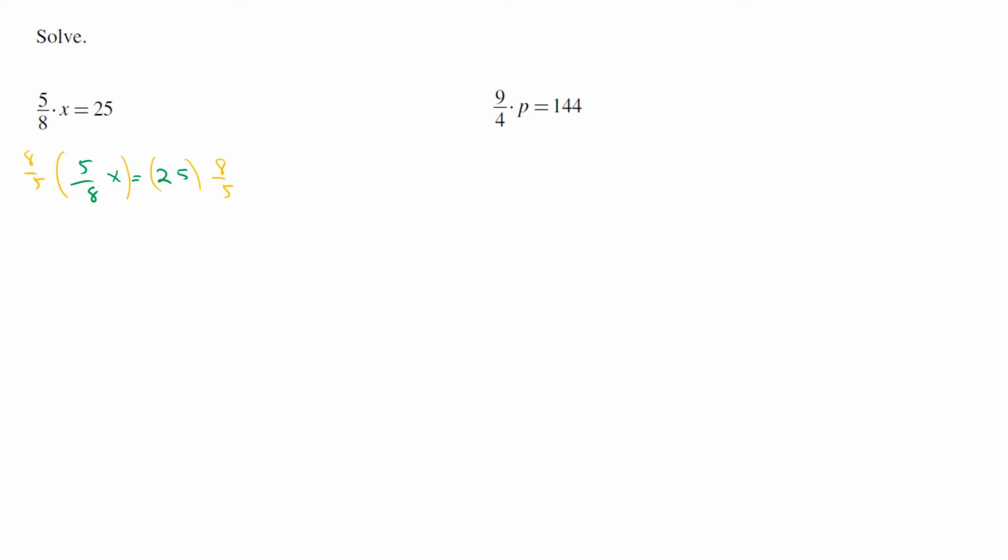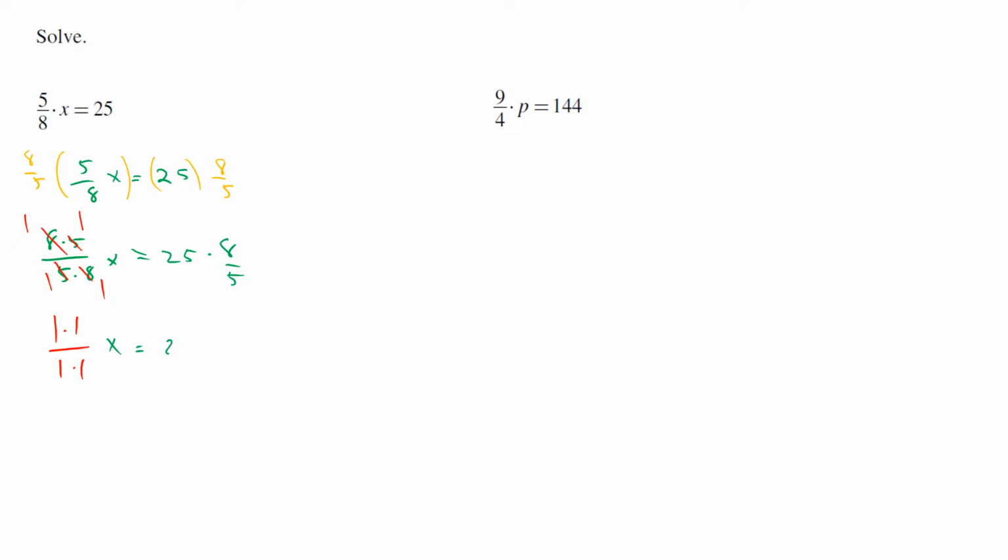Alright, so when I do that, I get 8 times 5 over 5 times 8 x equals 25 times 8 over 5. So as we see here on the left side, the reason that we want to do that is, well, 8 and 8 are a shared factor, and 5 and 5 are a shared factor. So 8 divided by 8 is 1, 8 divided by 8 is 1, 5 divided by 5 is 1, and 5 divided by 5 is 1.